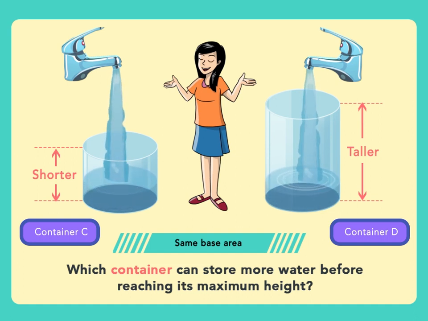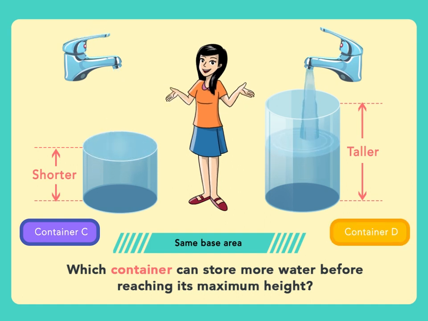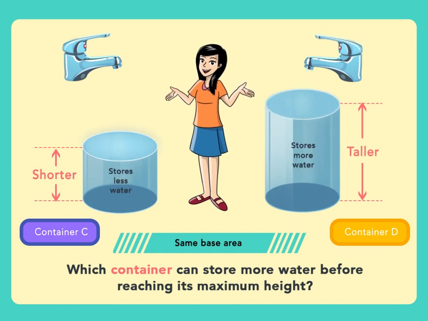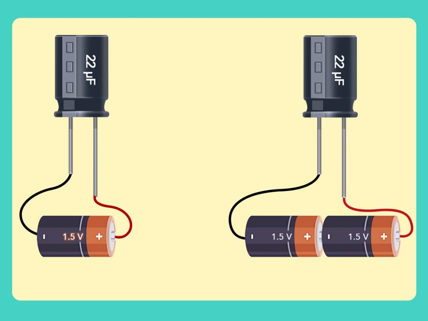If we turn on the taps at the same time, we see that container D is able to store more water than container C before reaching its maximum height. The voltage applied across a capacitor is just like the height of a container.